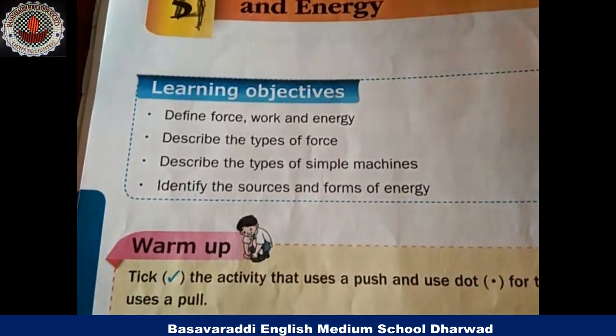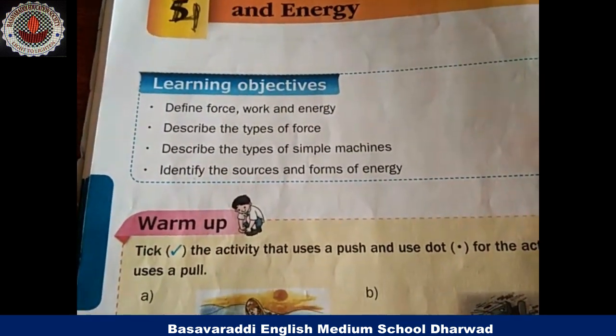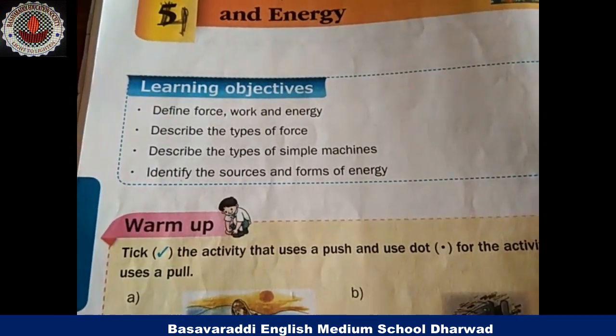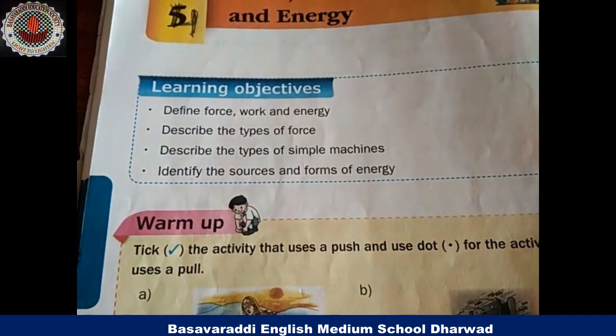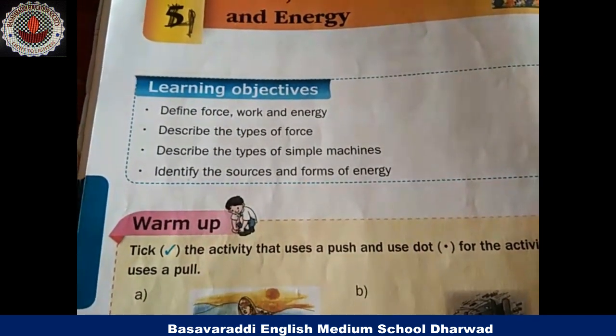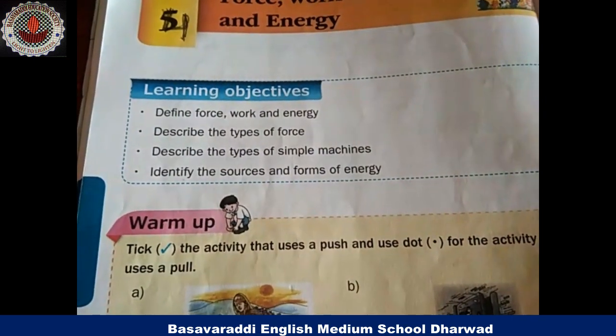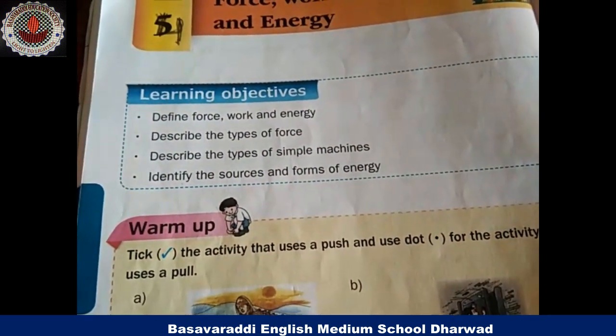In this lesson, there are some learning objectives. Define force, work and energy. Describe the types of force. Describe the types of simple machines. Identify the sources and forms of energy.